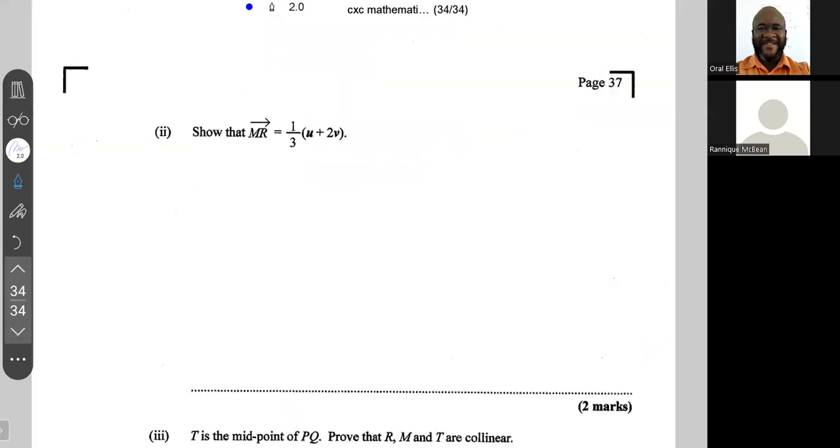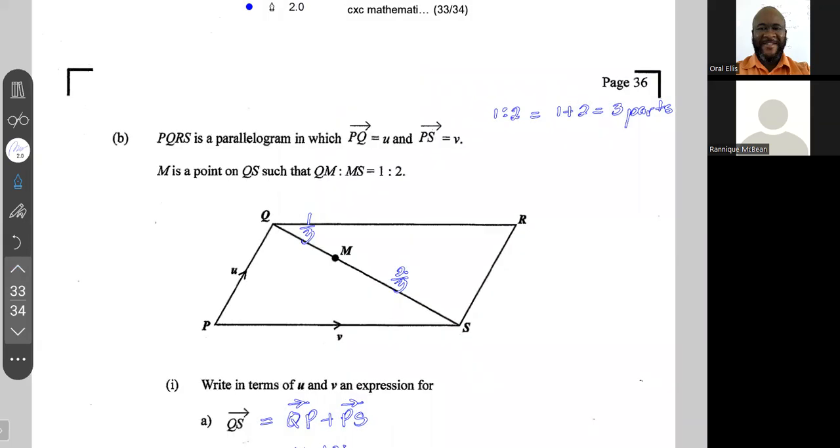Next, we're asked to show that MR is 1/3 of U plus 2V. So let's get MR, which is from here to here. We're to show that MR is something. Now, using triangular vectors, I'm going to say that MR is MS plus SR.